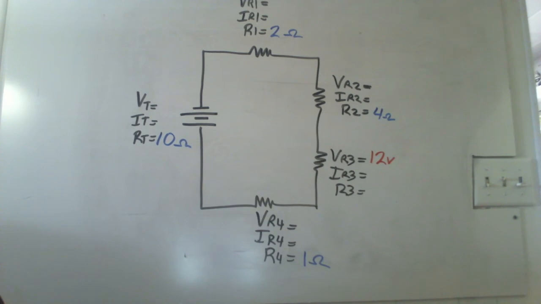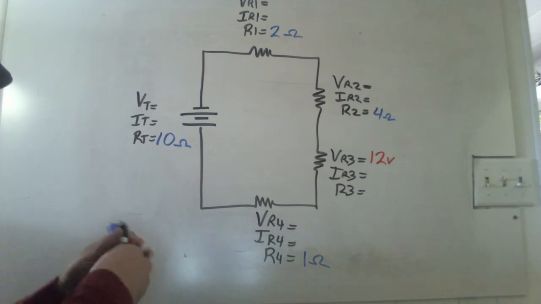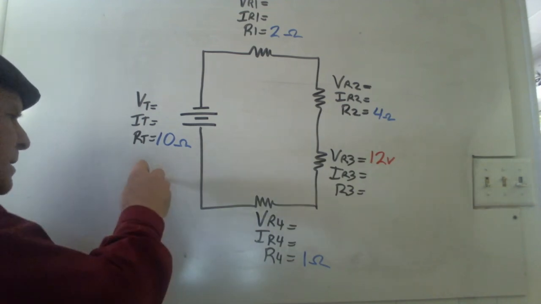Well, in order to use Ohm's law, we know that we have to have 2 variables. If I want to find the voltage, I have to have current and resistance. If I want to find the resistance, I have to have voltage and current, and so on, as we've already covered. Now, our total resistance here is 10 ohms.